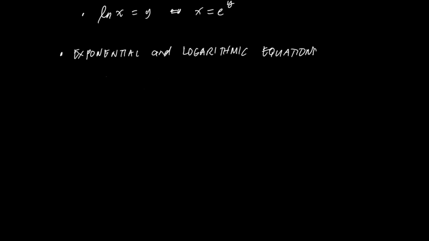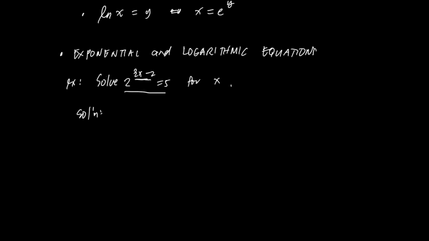With the properties and concepts that we have, we are now ready to solve exponential and logarithmic equations. Example, solve 2 to the 3x minus 2 equals 5 for x. So we are asked to find the value of x that would satisfy this equation.